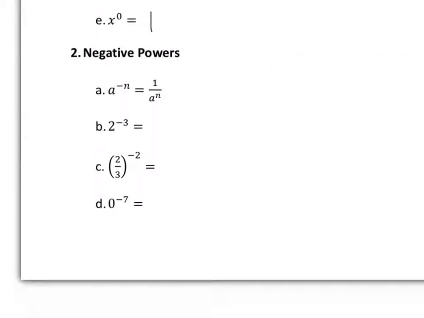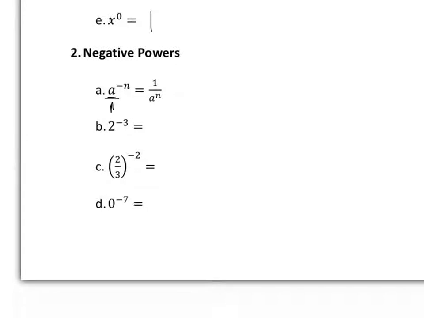Now, negative powers. In order to get rid of a negative power, you're just going to flip them upside down. Basically, a to the negative n is just the reciprocal of a to the n. You can look at this as a to the negative n over 1, and you're basically going to flip the fraction, move it to the other side of the fraction line.